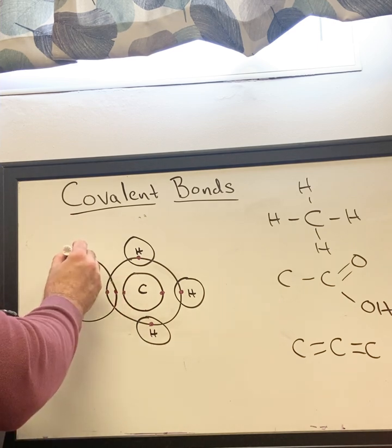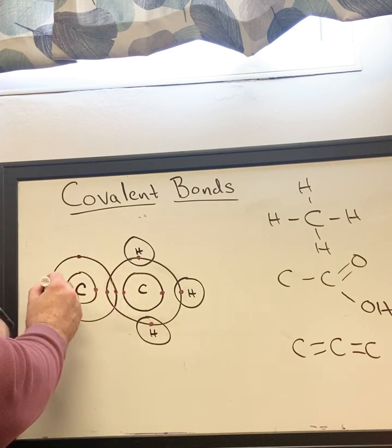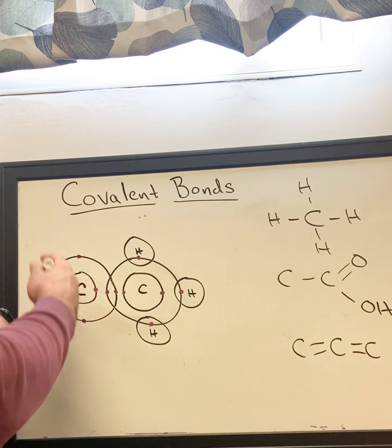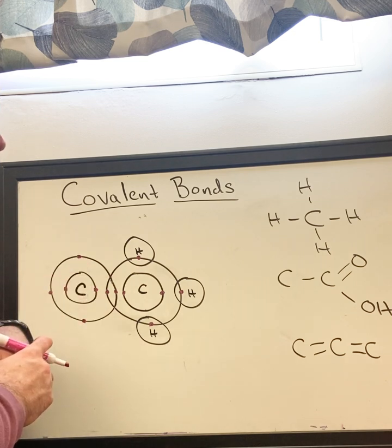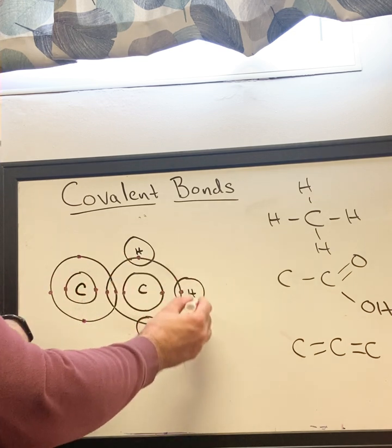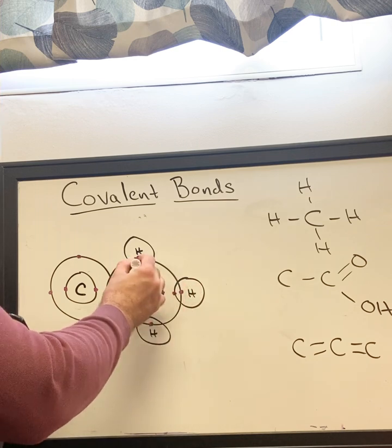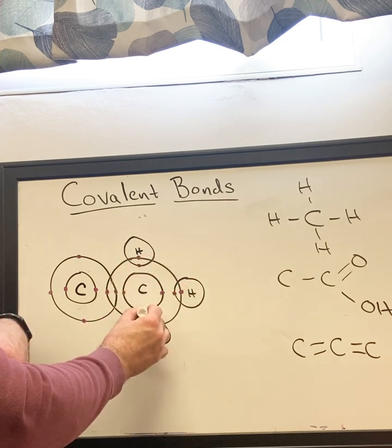And then we draw the other ones. So 1, 2, 3, 4. And this will probably be bonded to other things too, but we're not going to draw that, okay? And then the hydrogen only has 1 electron. It's going to share it with this carbon. So what's happening?